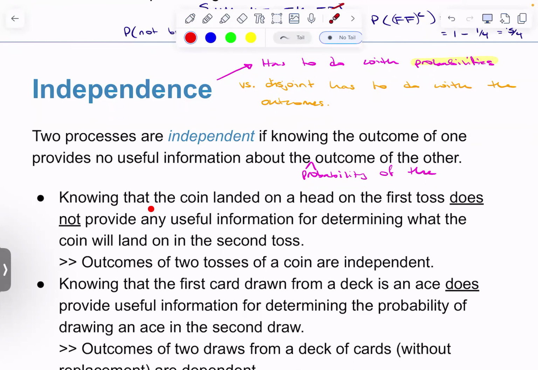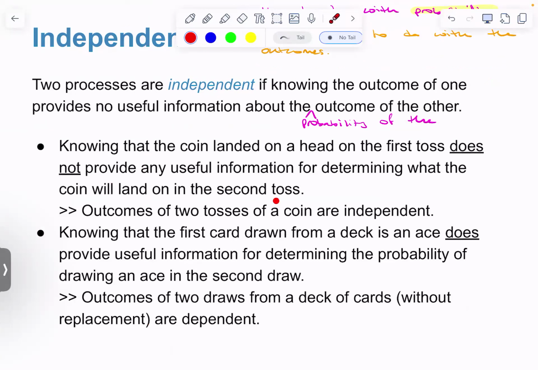Knowing that the coin landed on a head on the first toss does not provide any useful information for determining what the coin will land on the second toss. Okay, and so that's what tells us that the outcomes of 2 tosses of a coin are independent. They're independent events.